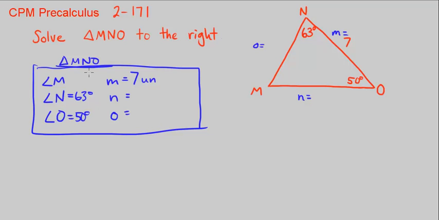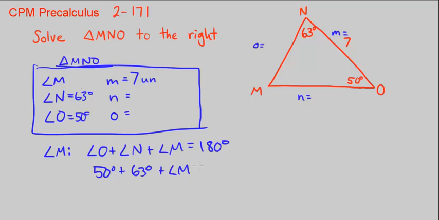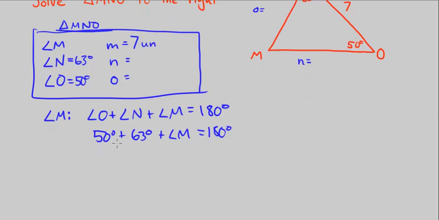The first thing I notice is that if we have 2 of 3 angles in a triangle, the third angle is the easiest thing to find next. Angle M we can find by knowing that the sum of the 3 angles in our triangle is always 180 degrees. So angle O is 50 degrees, angle N is 63 degrees. Combine 50 and 63, that's 113 degrees, plus angle M is equal to 180 degrees.